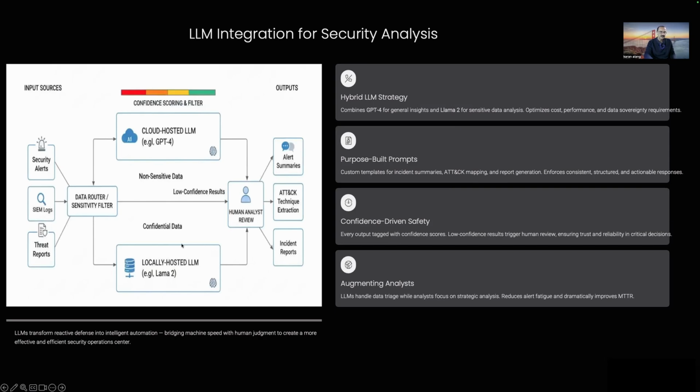So you have cloud-hosted LLMs. We have locally hosted LLMs, for example, Llama 2 for sensitive data. You have human analyst review, and then you have augmenting analysis. So LLMs handle large data triage while analysts focus on strategic analysis. The whole objective of this particular architecture is to make sure that the data triaging and the mapping of security events to MITRE ATT&CK TTPs is handled by the system. And the analysts can focus on strategic analysis instead of being overloaded with alert fatigue and stuff like that.